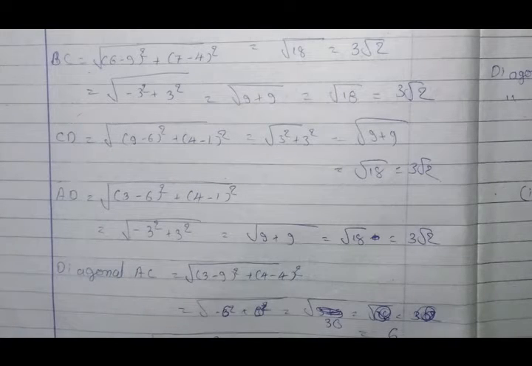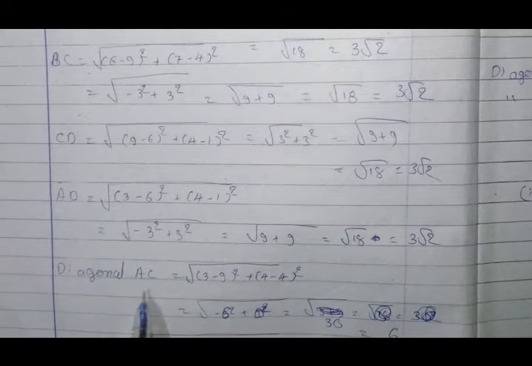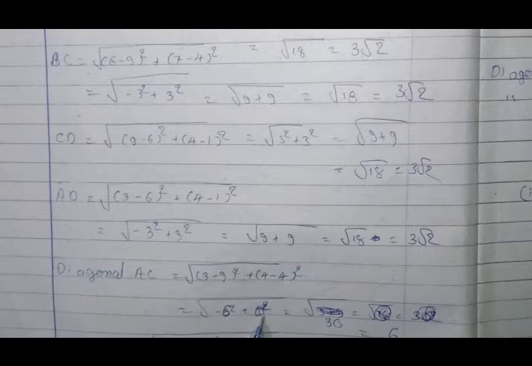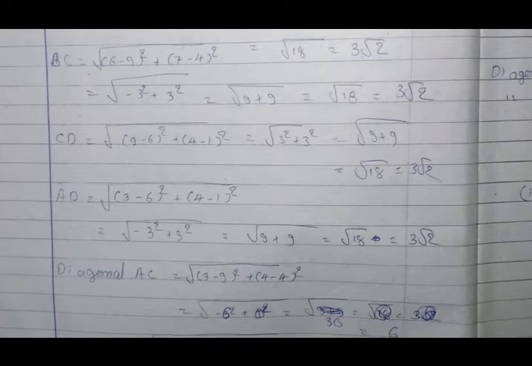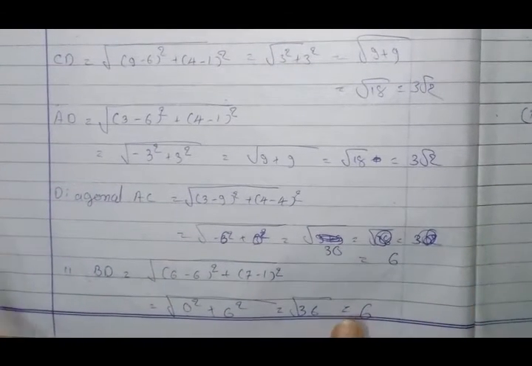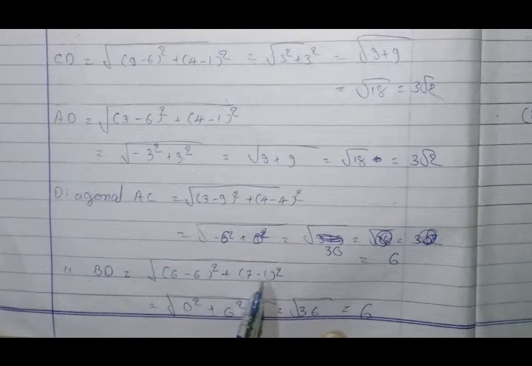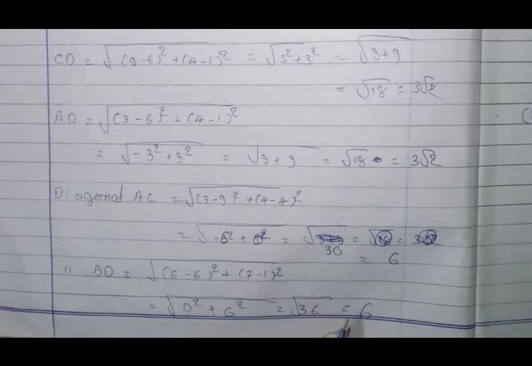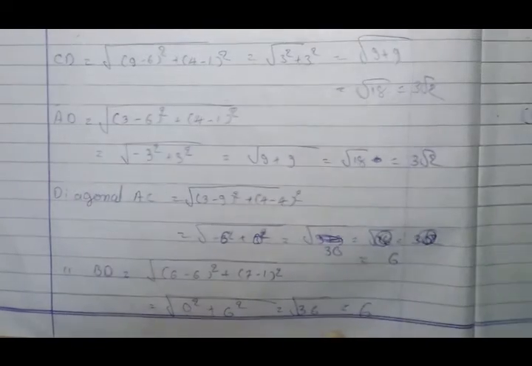But what is the property of a square? The diagonals are also equal. So that's why we can find the diagonals. Diagonal AC is equal to root of 3 minus 9 whole square plus 4 minus 4 whole square. So 6 whole square plus 0 whole square is equal to root 36, which is equal to 6. Now we have to find BD. So BD is equal to root of 6 minus 6 whole square plus 7 minus 6 whole square. Wait, 0 square plus 6 square is equal to root 36, which is equal to 6.